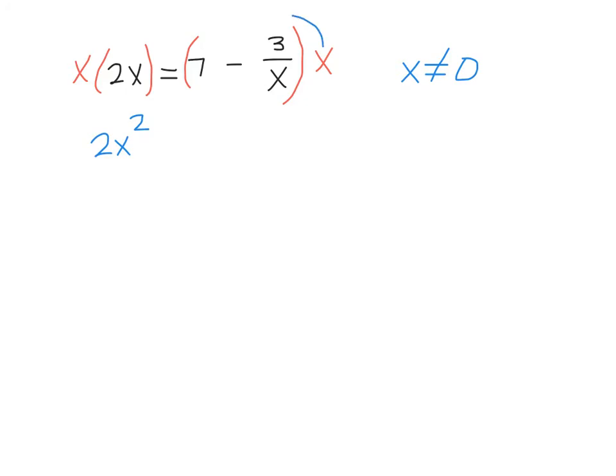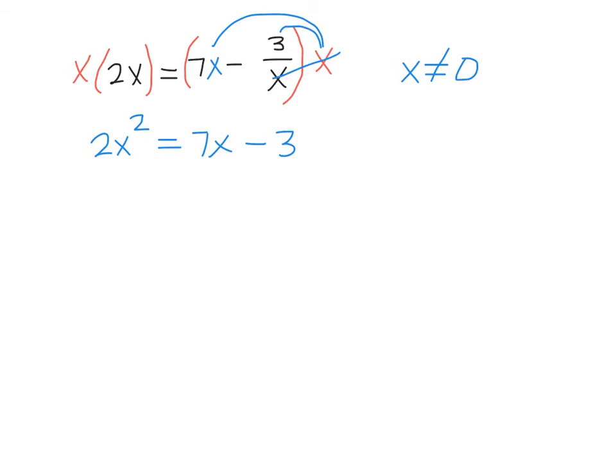Now we distribute this x to both of those terms. All right, so 7 times x, we get 7x. And when we multiply -3 over x times x, those x's are going to cancel out. So it gets distributed to the 7x, but they cancel out of the 3 over x, so that just leaves a -3. Okay, no more denominators. Now we have a quadratic.